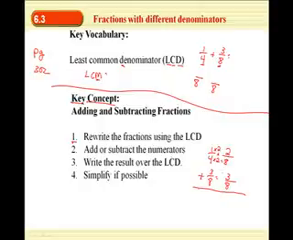Then you add or subtract the numerators. This one happens to be adding, so 2 plus 3 is 5. Write the result over the LCD, which is 8. Simplify if possible. And we can't simplify 5/8, so we are done. I like to write my fractions on top of each other like this in a horizontal or a vertical format. It just makes it easier for me to rename them.